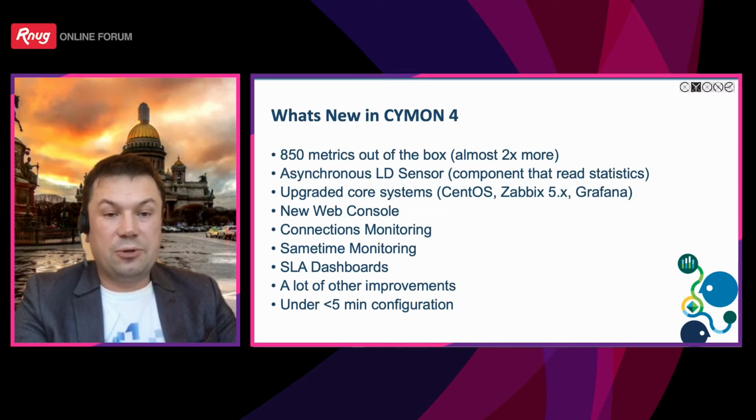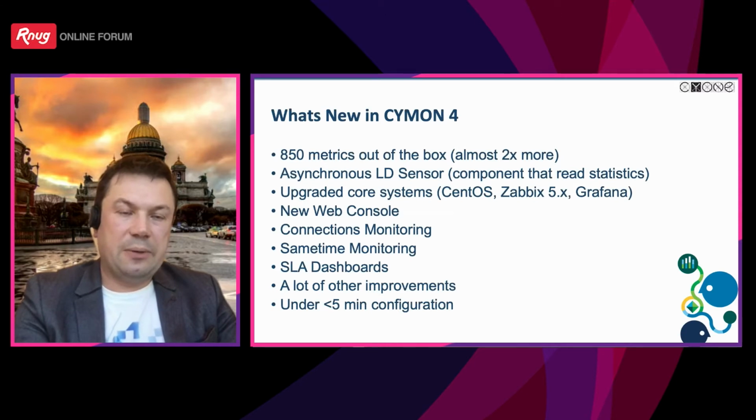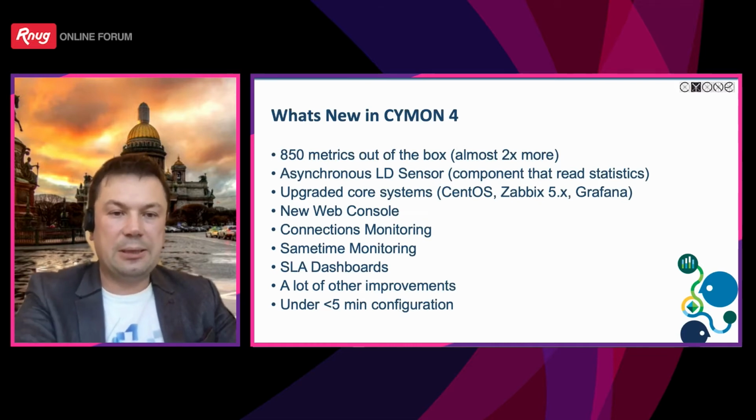And what new do we have here in CYONE 4.0? More metrics. We have this asynchronous LD sensor, which is a component, a MicroNodes client, that provides for monitoring. And this is now asynchronous. Correspondingly, it may check in parallel as many servers as possible, more than ever, which allows one monitoring server to cover huge infrastructures.